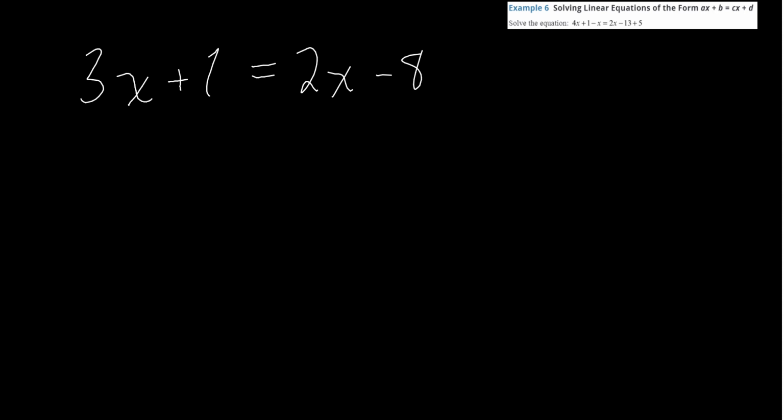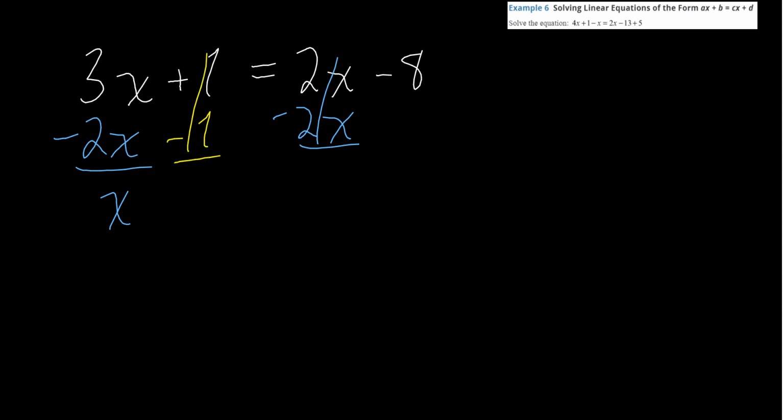Okay. So let's go ahead and begin the process now. We're going to subtract 2x from over here, subtract 2x over here. That gives me an x. Going to subtract 1, that cancels that. Subtract 1, that gives me a negative 9. And that was it. Negative 9, yeah. No need to do any division or anything like that. We just get there.